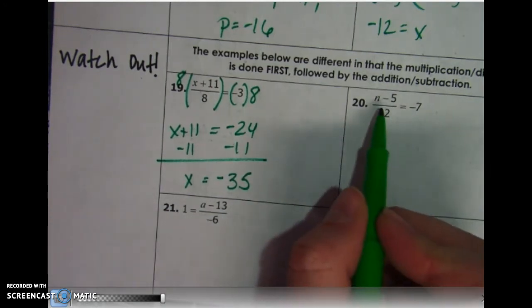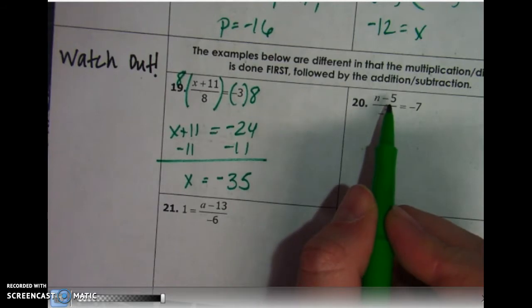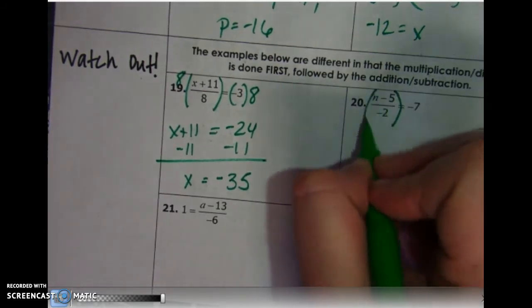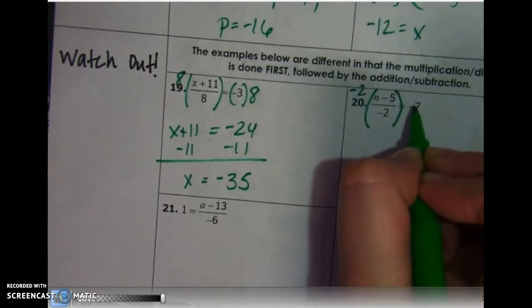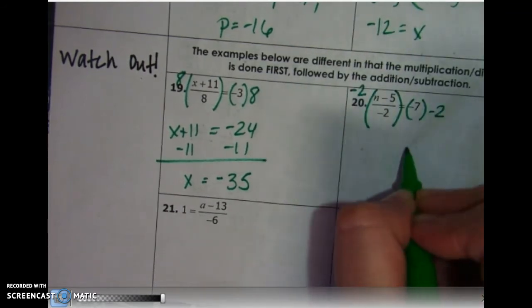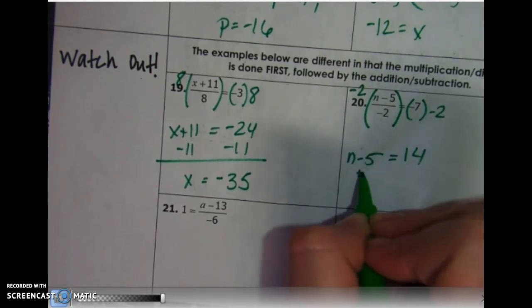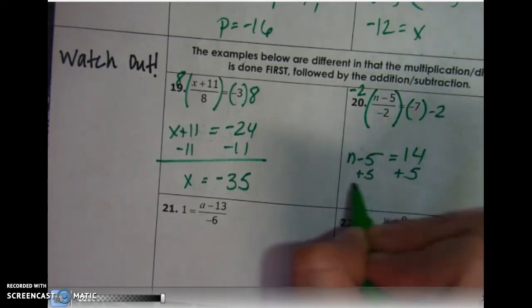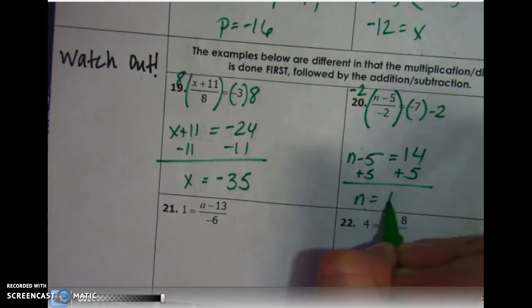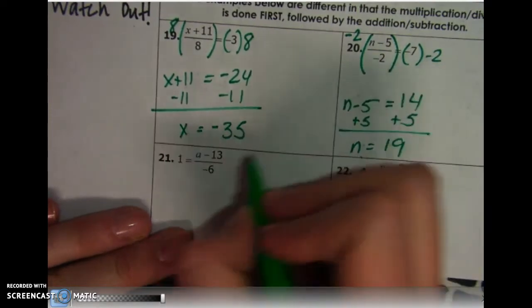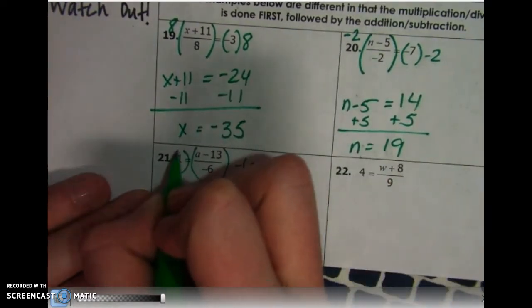All right, so over here, I'm getting subtracting by 5, then dividing by negative 2. So I have to do the opposite, which is multiply by negative 2. I'm going to get 14 equals n minus 5. Add by 5, n equals 19.